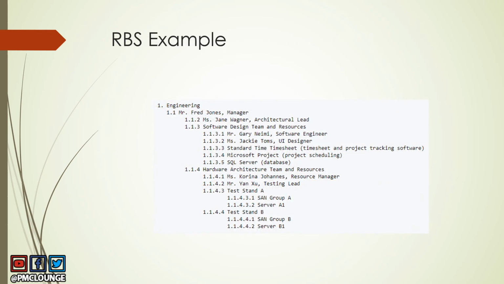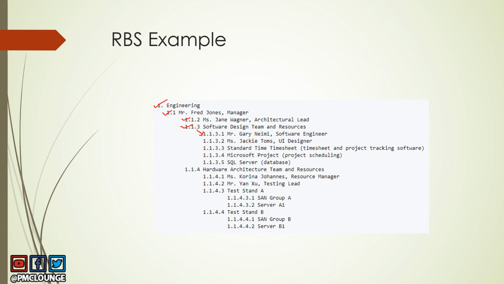So this is an example RBS. Number one is engineering. Notice how this is a hierarchical structure, right? So number one is engineering. 1.1 is the manager of engineering, Fred Jones. Then you've got people reporting to Fred Jones, which is Ms. Jane Wagner, who is the architectural lead. Then you've got 1.1.3, which is software design team and resources. Now we are going further down in the hierarchy and naming the design team and resources, right?